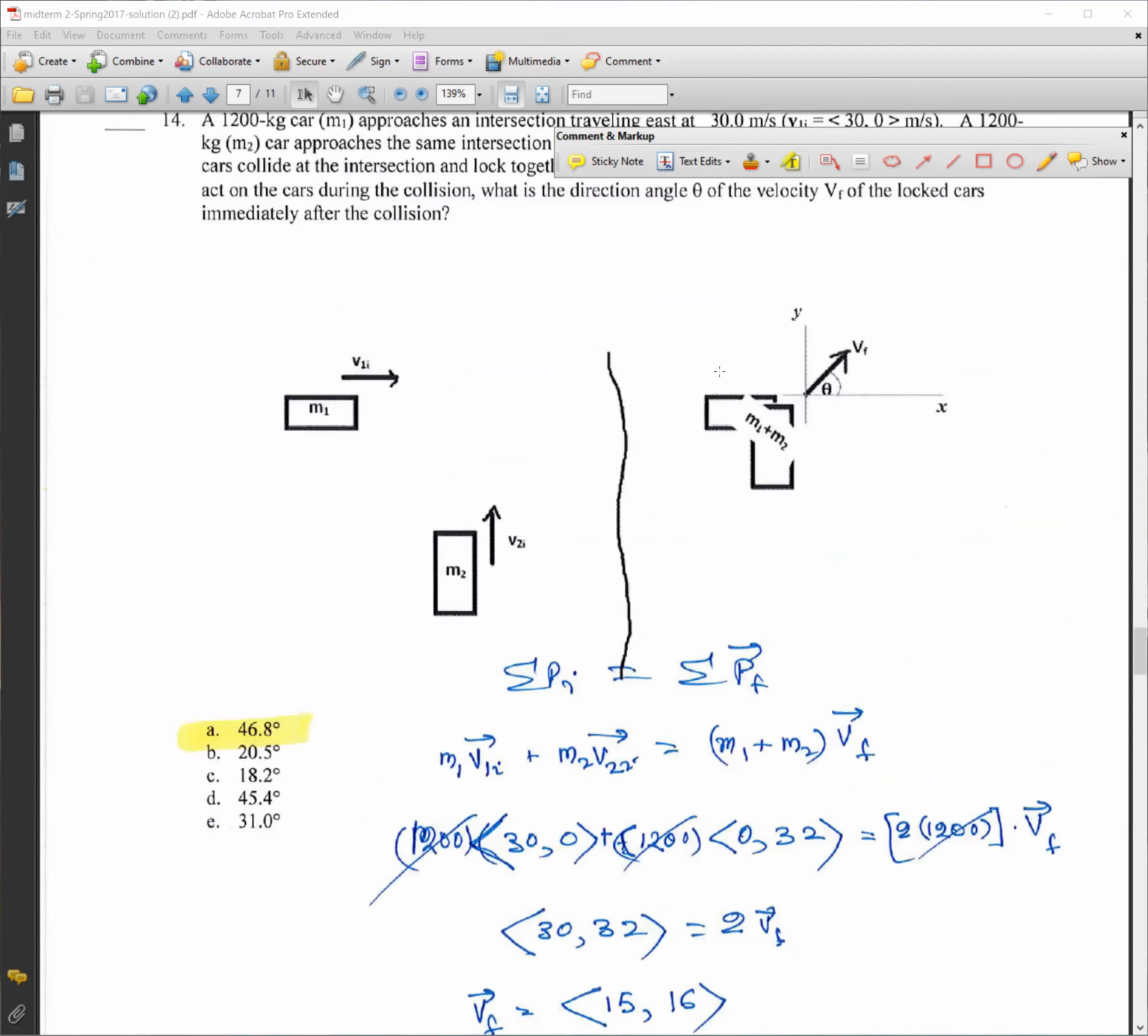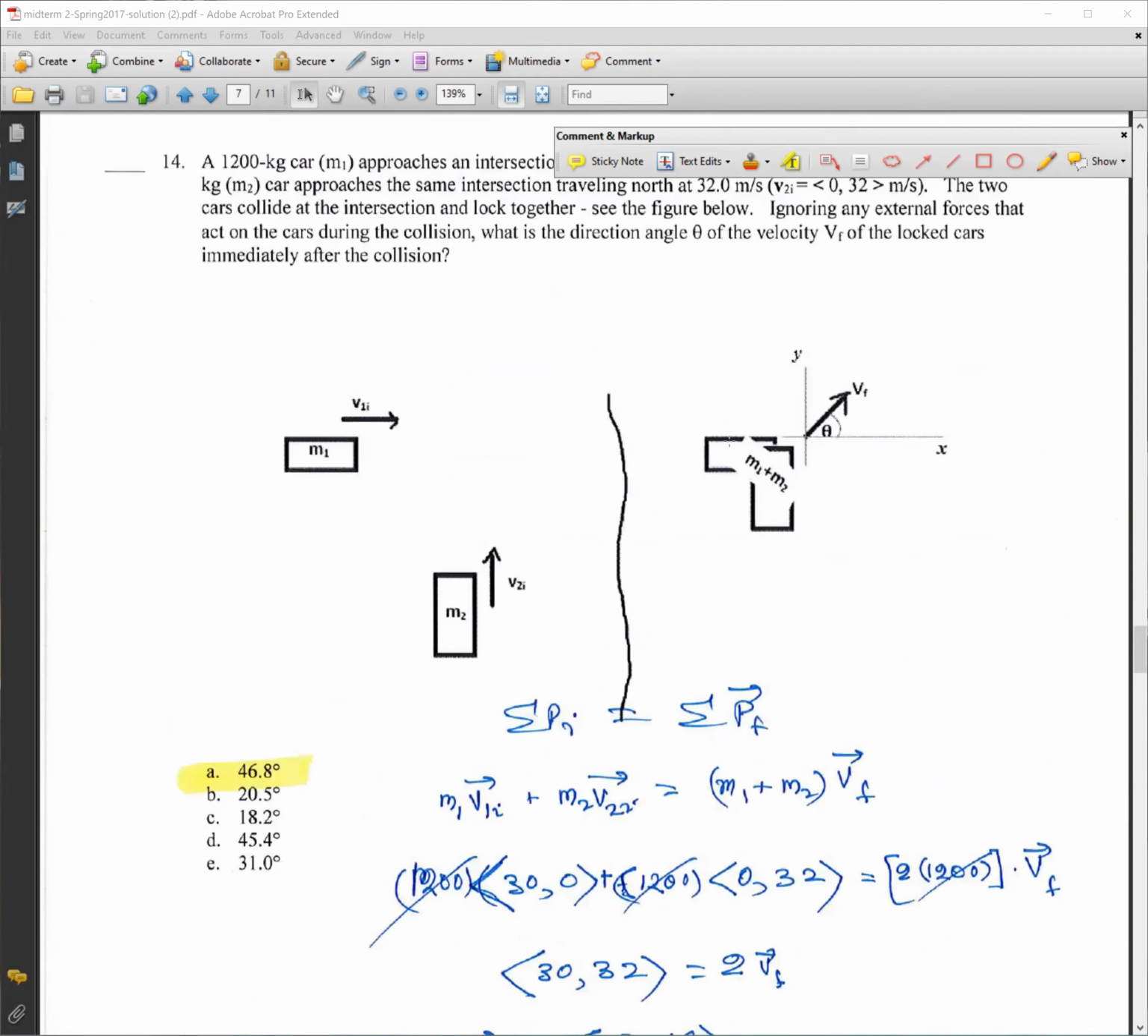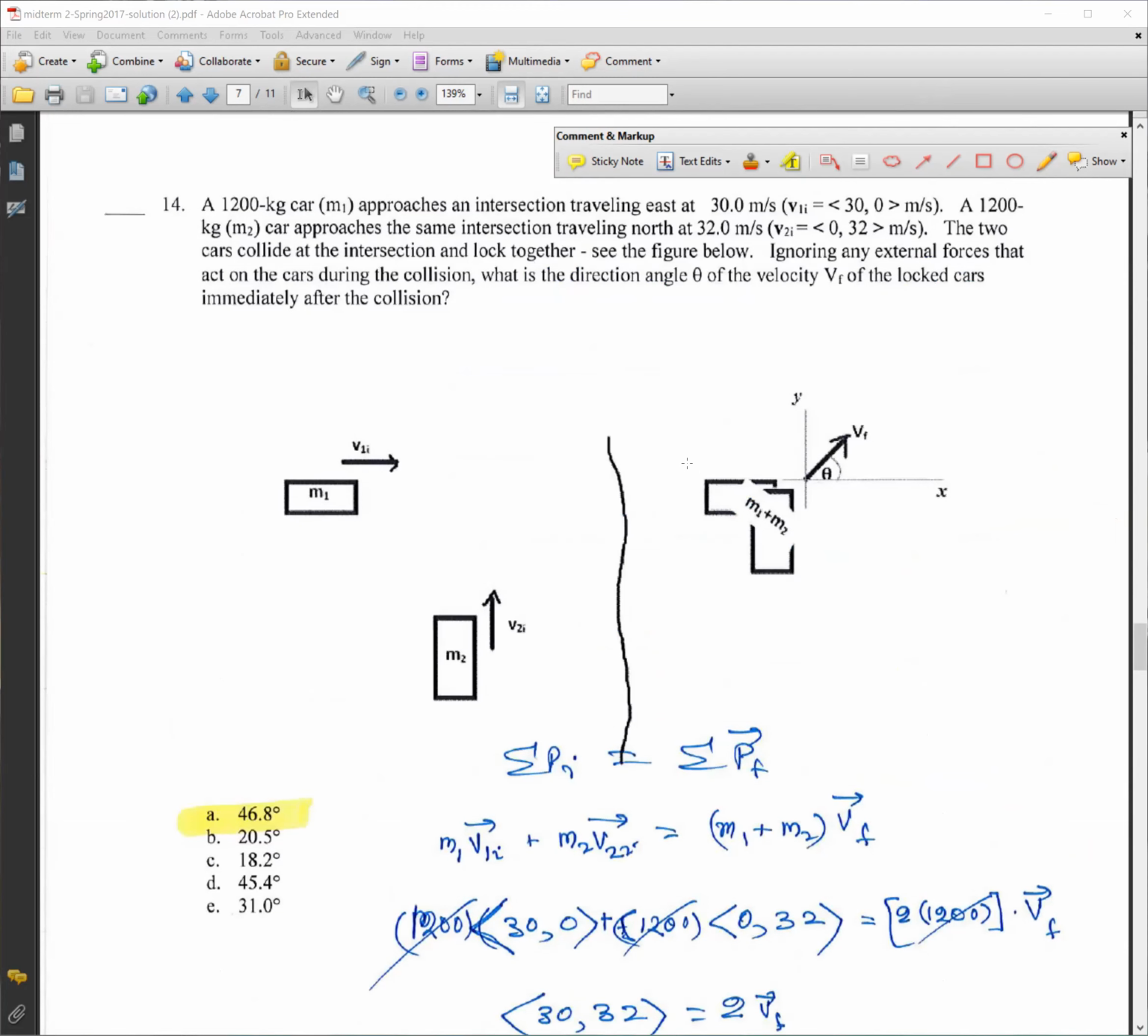Now, question 14. It's similar to the one we had today from midterm 2018. So we have maybe a slight difference for the masses. In fact, this is even easier because the two masses for the two cars are the same. So we have a 1200 kilogram car, M1, that approaches an intersection traveling east at 30 meters per second.